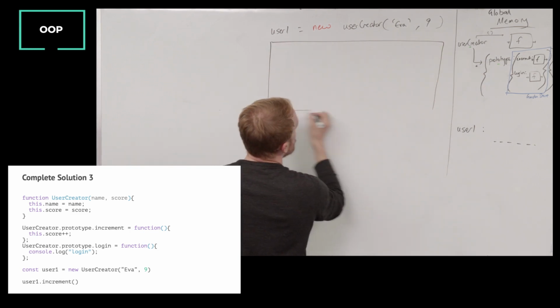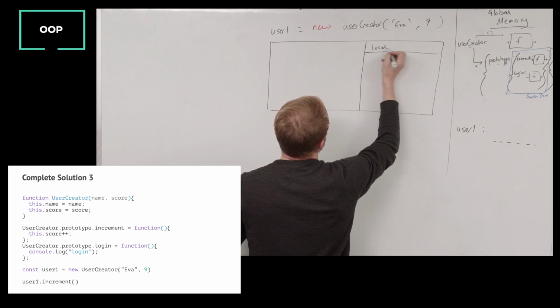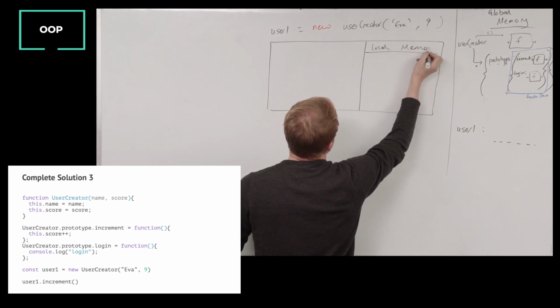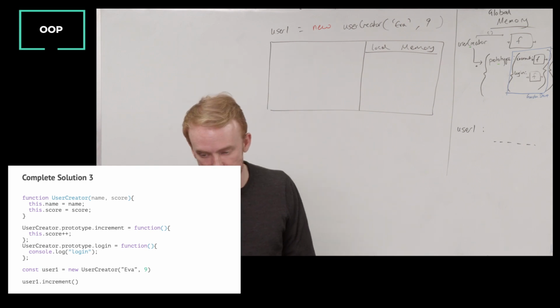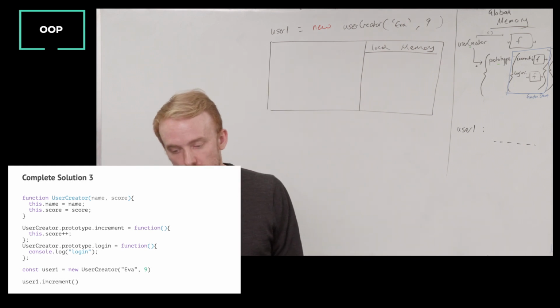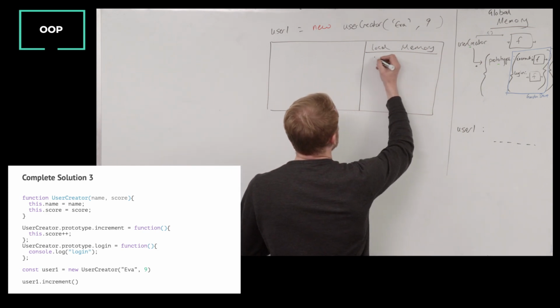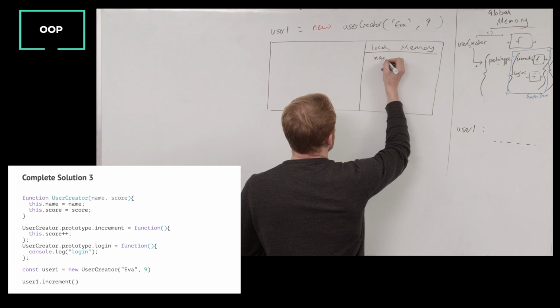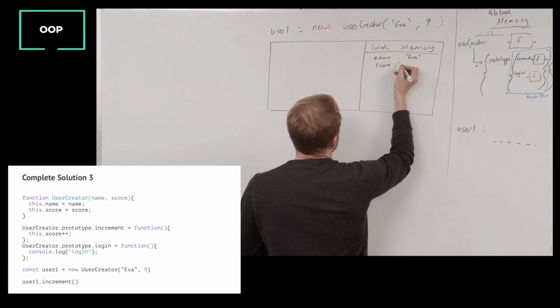There it is. A new execution context with a local variable environment or a local memory, whichever you want to call it. Okay. First piece we're going to do is handle our arguments. Lewis, handle the arguments for me. So our first parameter name is going to be the argument Eva. Great. Our second parameter score is the argument 9. Perfect.